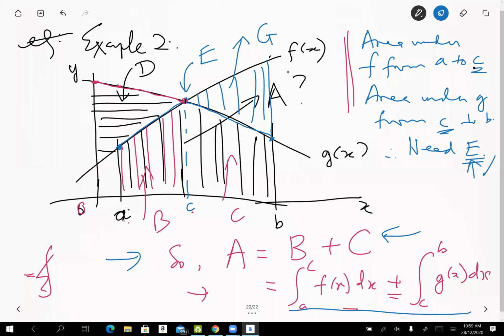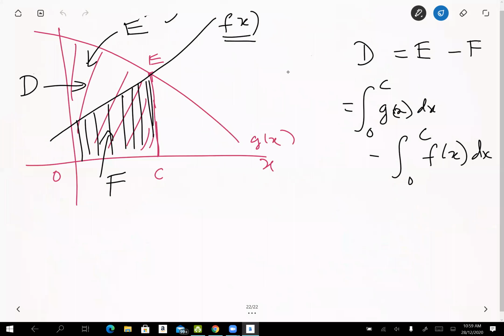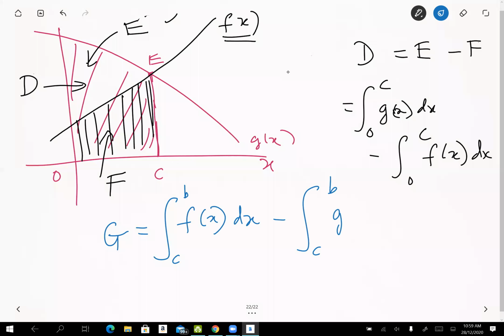So if I do that, then the area G that you want is equal to what? I want the area G. Okay, so area G is equal to what? It's equal to the integral from C to B of f of x dx. Take away the area from C to B of g of x.